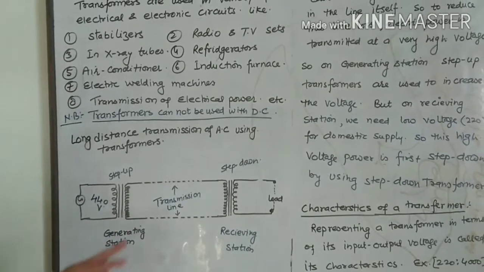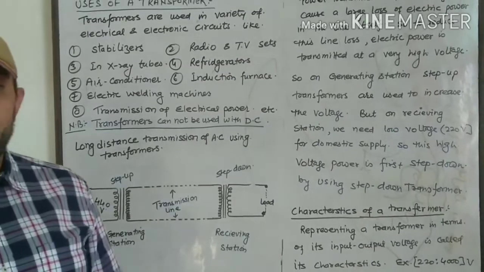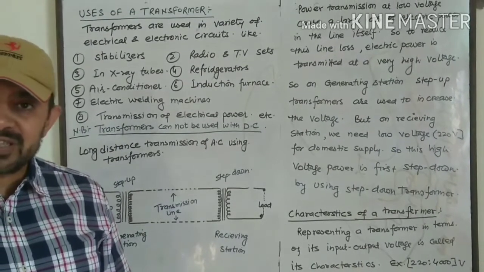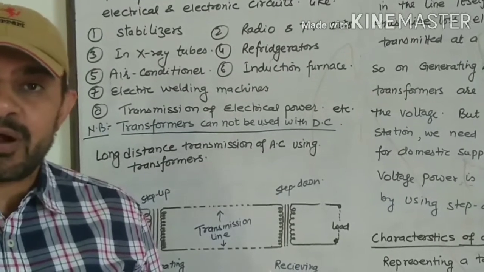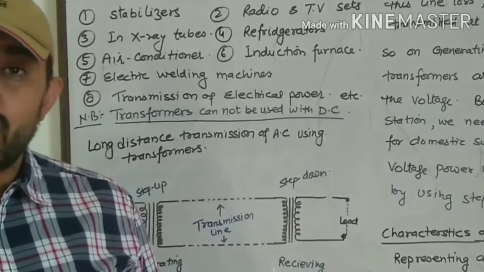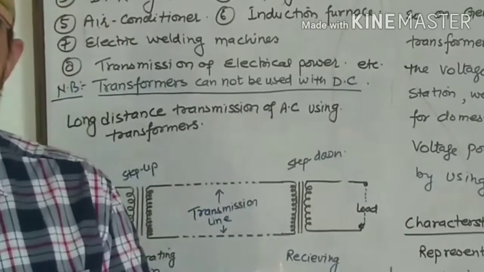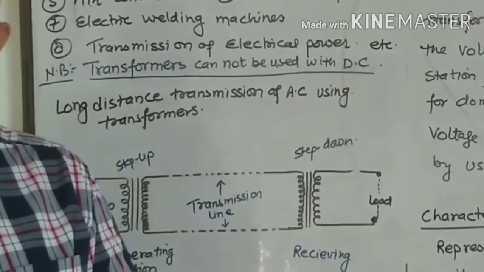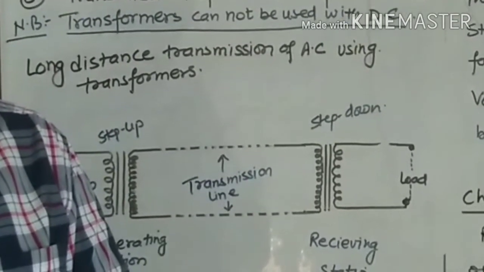If I transmit the same power through the transmission lines, because of low voltage, high current flows in the transmission line wires, and because of the resistance, a large amount of power is lost as line loss. So a significant loss takes place at low voltage transmission. That's why low voltage power cannot be transmitted longer.